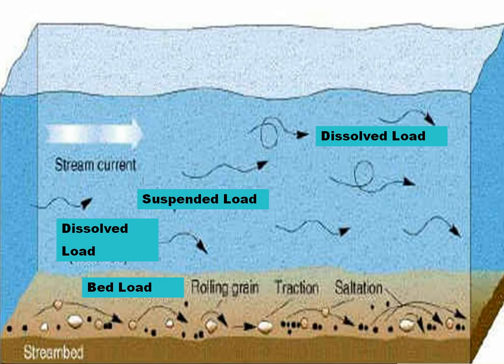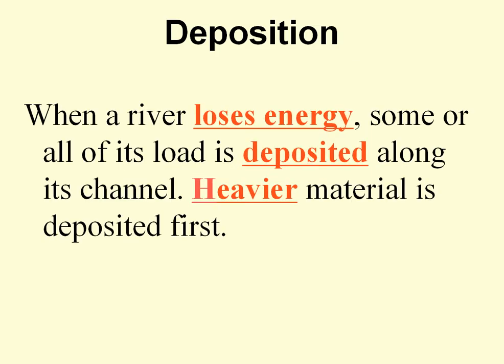So here we see some of those same words that we saw when we were talking about wind. Here you have your saltation, where it'll pick things up, move it a little bit, and then it'll drop it again, pick it up, drop it. You have your dissolved load, you have your suspended load, all in this water at the same time. So obviously the more volume it has, the more material it's able to carry. Now, deposition. When a river loses energy, some or all of its load is deposited along its channel.